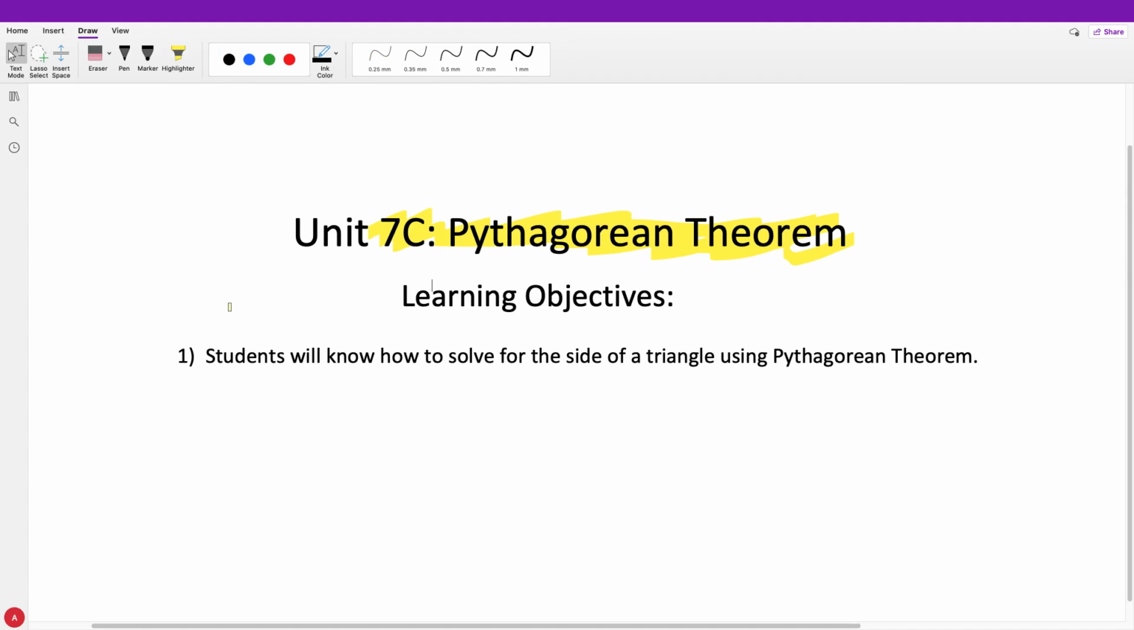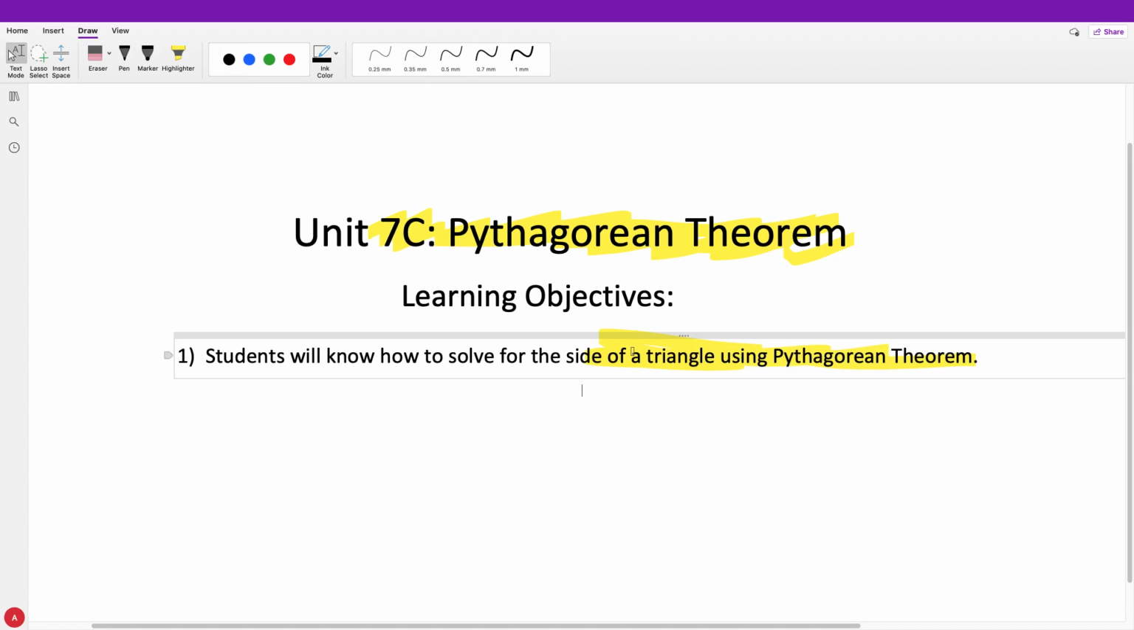So some of the other videos that we've learned you will use in geometry as well, but for those of you going to Algebra 2, 100% you're going to be using those. But every single one of you will be using this next year and quite frequently throughout the rest of your high school. What students will know is how to solve for the side of a triangle using Pythagorean theorem.